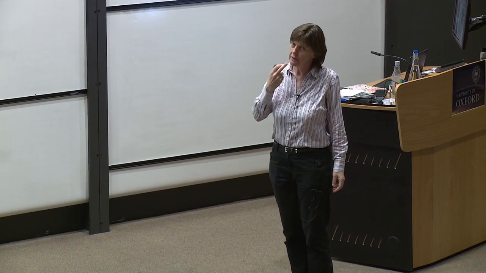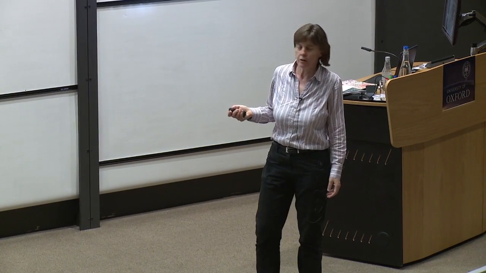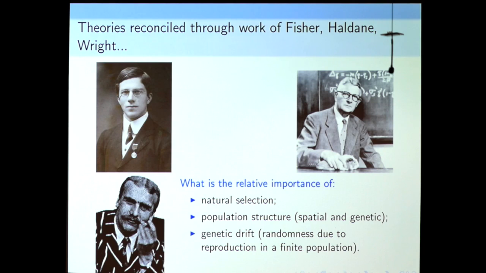But while these three would certainly have agreed that Mendel and Darwin were very compatible theories, and indeed they reinforced one another, what they certainly did not agree on was the answer to this question. So what is the relative importance of the different forces of evolution that are acting on my population? So natural selection in the sense of Darwin, population structure, because we don't all live in a big melting pot, we're all sort of spread around and we live in different spatial locations and in different genetic forms, and genetic drift, this randomness that Wright set up.